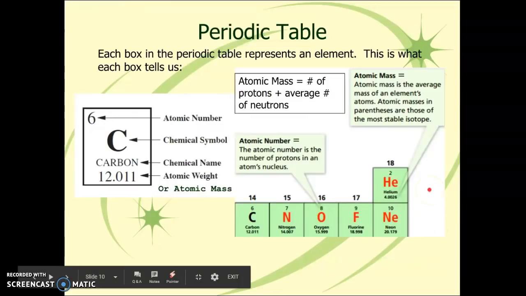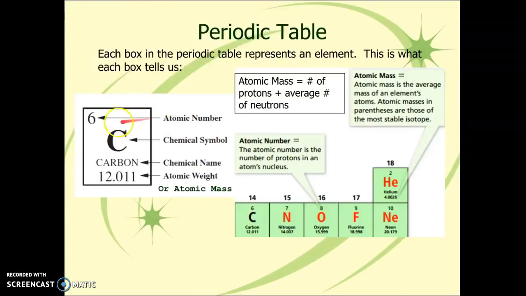Alright, so periodic table, some things that are important to know in order to read it. We want to know what some of these symbols and numbers actually mean. Typically the atomic number is in the upper left-hand corner. Sometimes you'll see it in the middle, occasionally on the right. Then you'll see the chemical symbol. It's usually the letter or a couple of letters. You'll see the chemical name, and you'll see the weight.